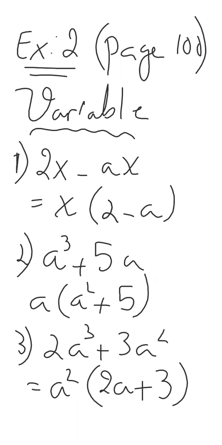Sir, in exercise 3 we have the common factor as a variable and a coefficient. Yes, it's a monomial, yeah. Yeah, let's continue.